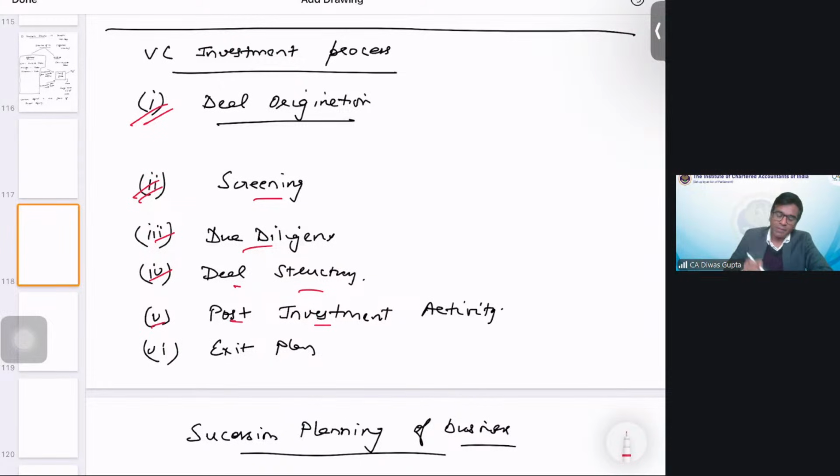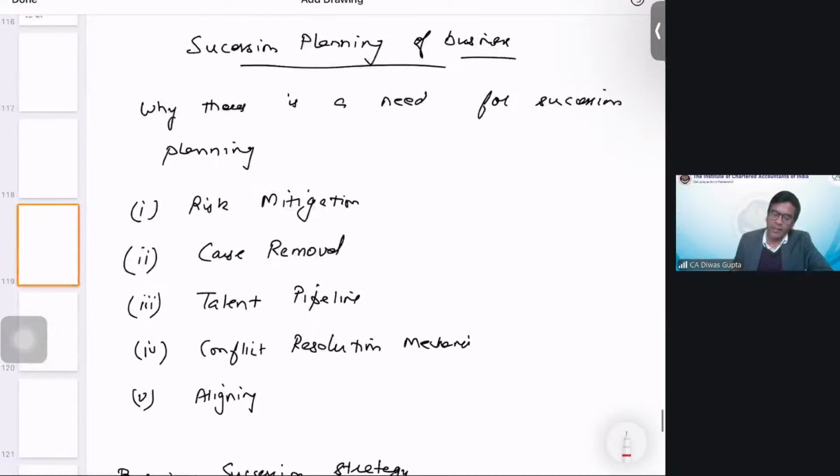And then there is a post investment activity. After post investment activity, you will carry out the discussion around, after you have invested, how the expected versus actual kind of things are working out for you. And then there is an exit plan: how you are going to exit, at what price you are going to exit.